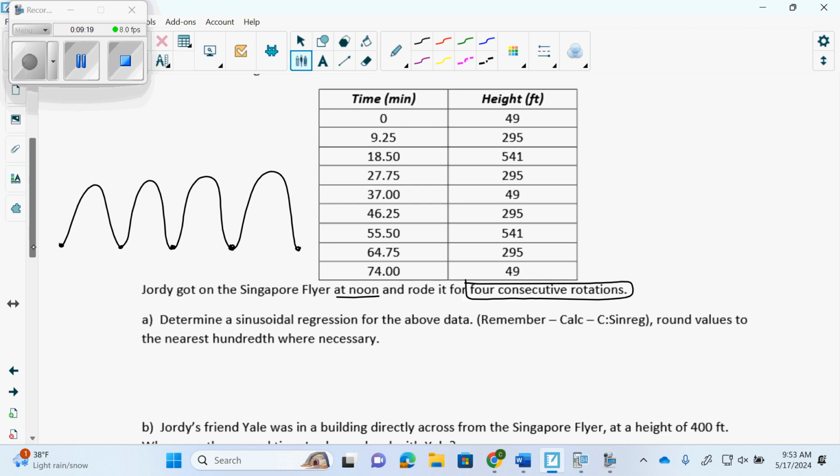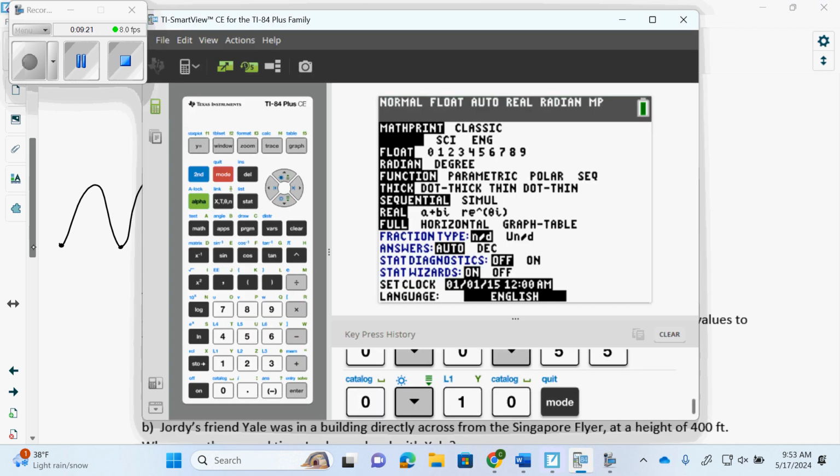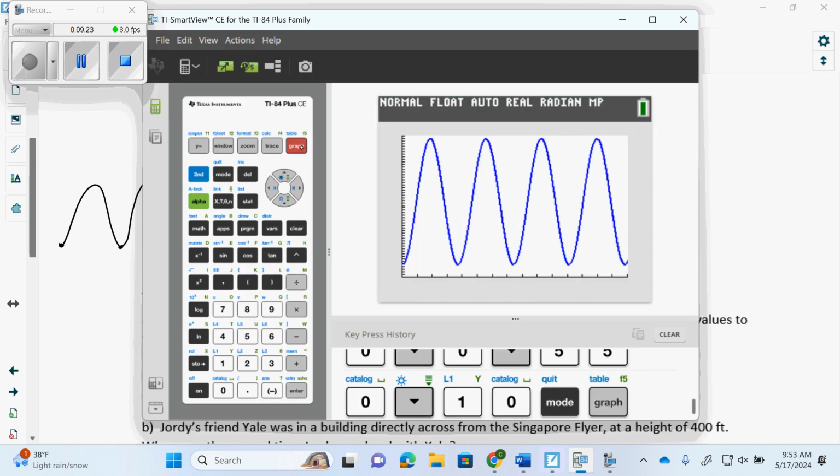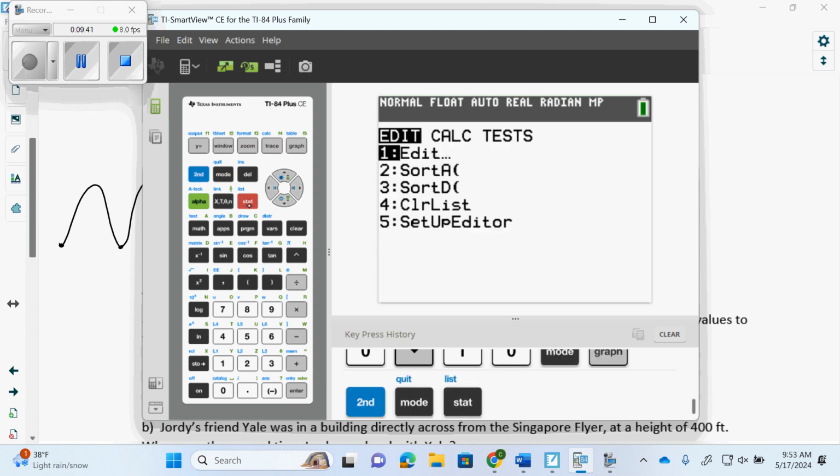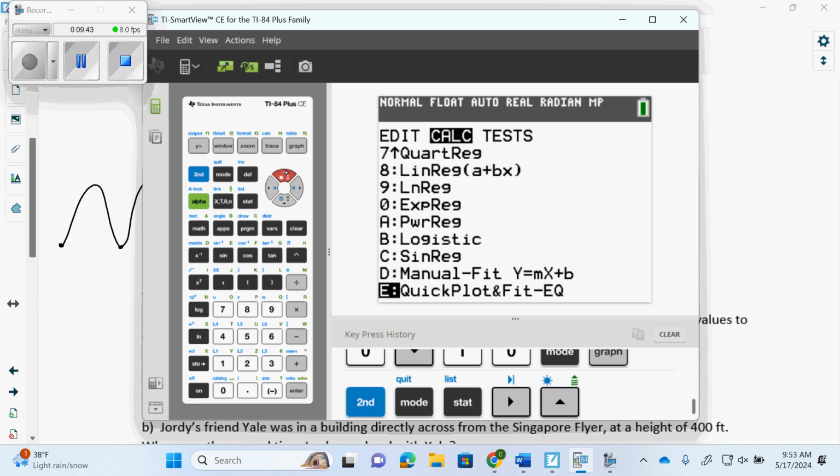Round your values to the nearest hundredth where necessary. So if I press graph, my guess, that was a sheer guess, just so you know, when I went with 150. You're welcome. It gave us 4. I just doubled what the table gave me because it looked like it may have done two revolutions. So I have 4. But I need the regression to the nearest hundredth where possible. So I go stat, calc again, and I bring back up my sinusoidal regression.